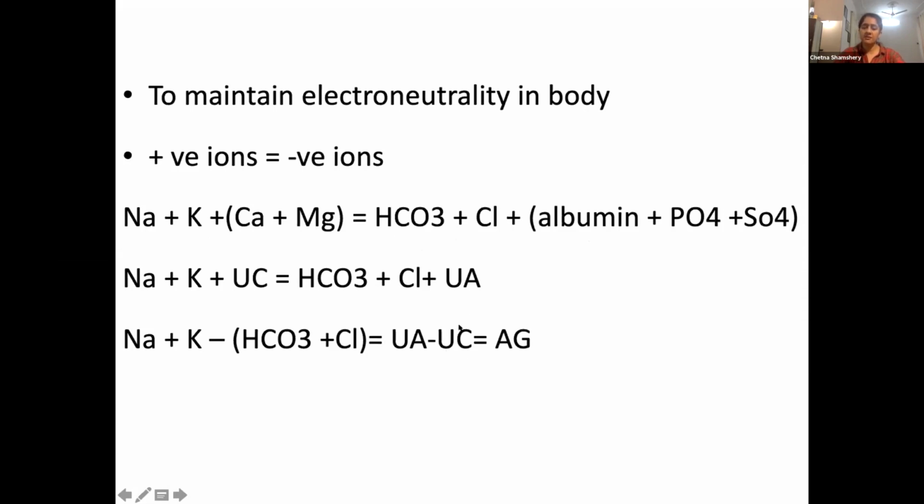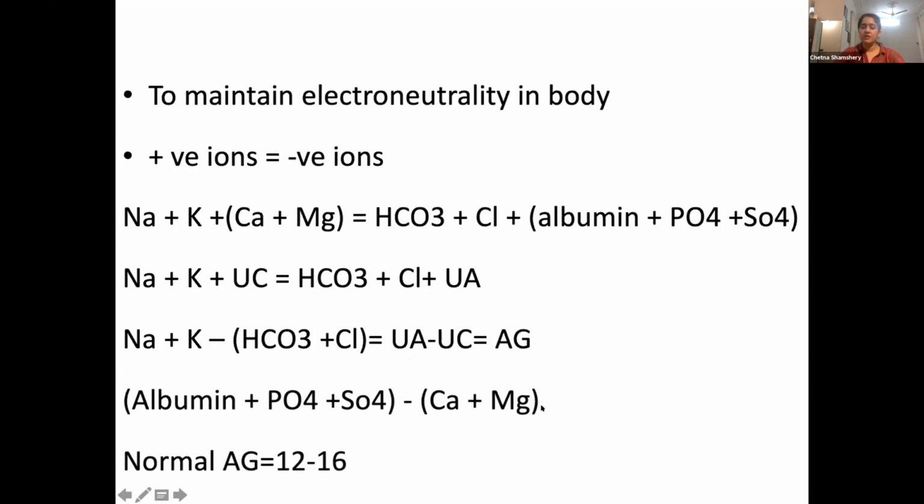This difference of unmeasured anions and cations, either this equation or the values of unmeasured anions and cations, is what is known as the anion gap of the body. So it is basically albumin, phosphate, sulfate minus calcium and magnesium. The normal value of anion gap is 12 to 16. To calculate the anion gap, we usually measure sodium, potassium, bicarb, and chloride. The difference between these normally comes out to be between 12 to 16.